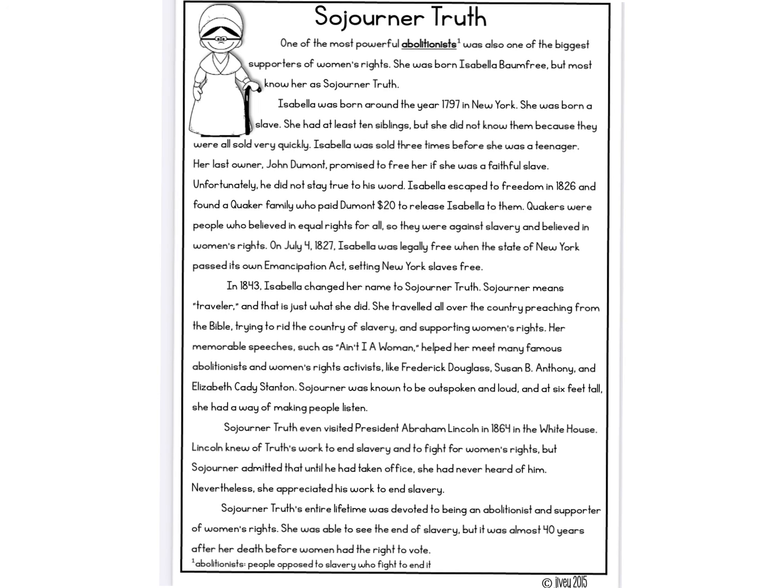Sojourner Truth's entire life was devoted to being an abolitionist and supporter of women's rights. She was able to see the end of slavery, but it was almost 40 years after her death before women had the right to vote.